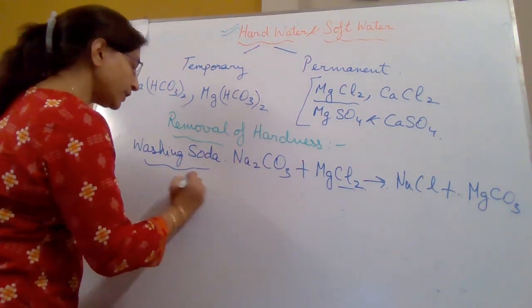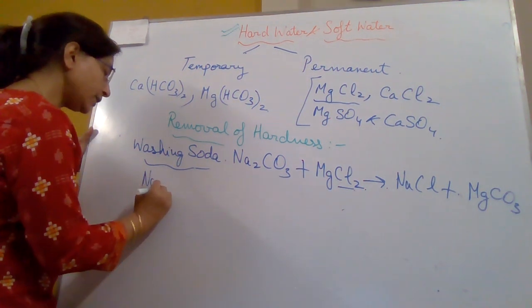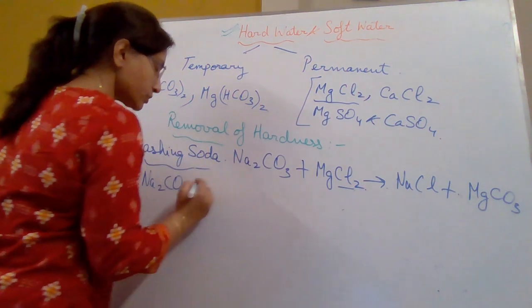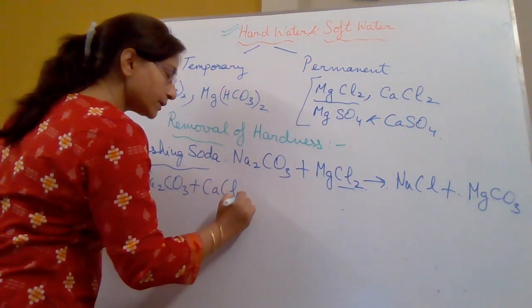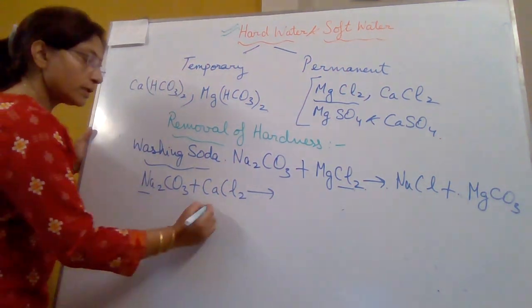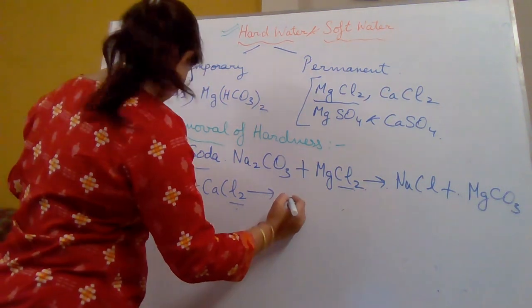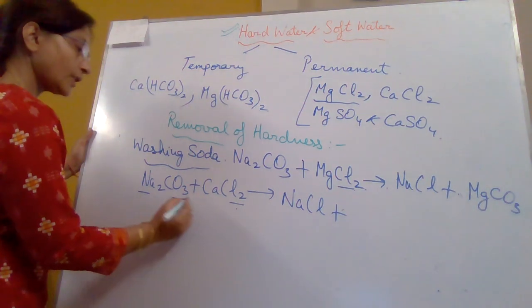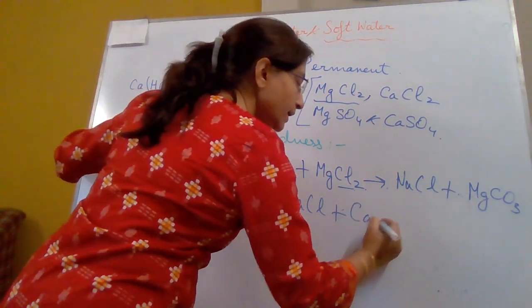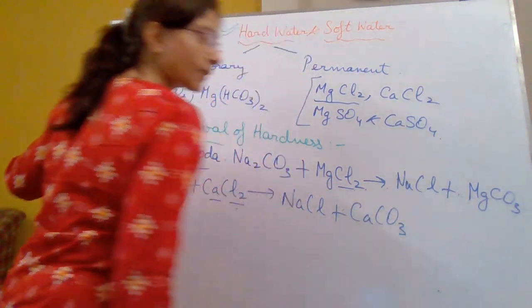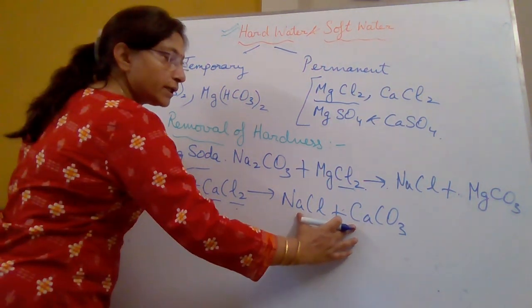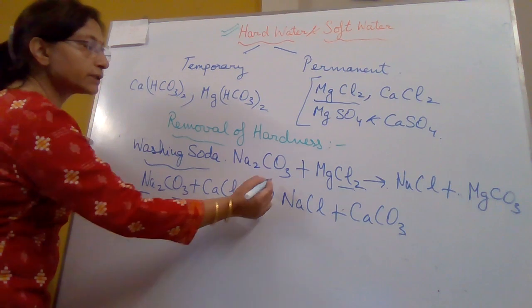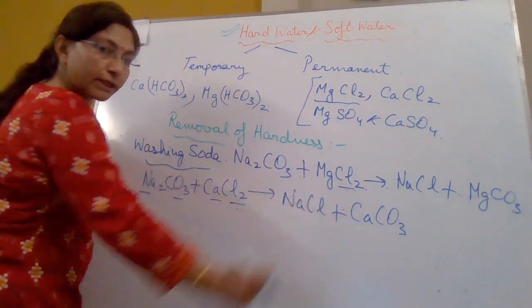Similarly, what will happen if Na2CO3 is added to the other salt, calcium chloride? It will produce again NaCl plus CaCO3, correct? Again they will be obtained as the precipitate. These were regarding the chlorides of calcium and magnesium.